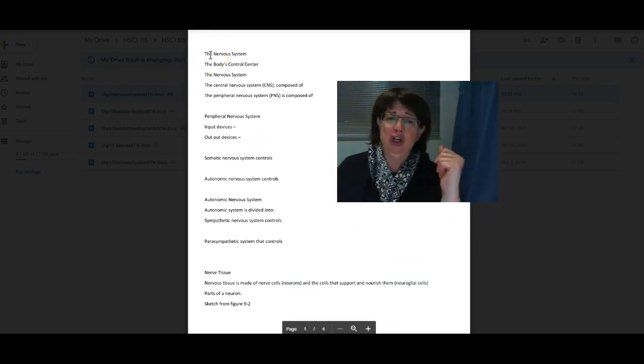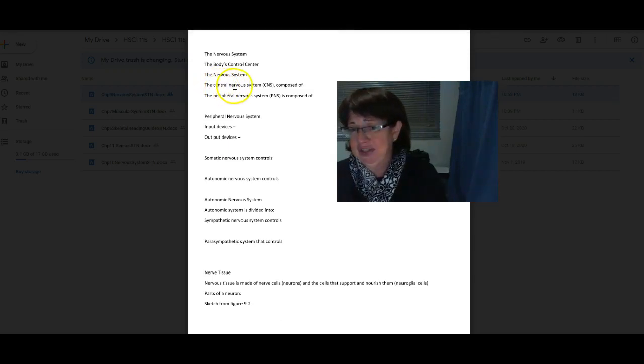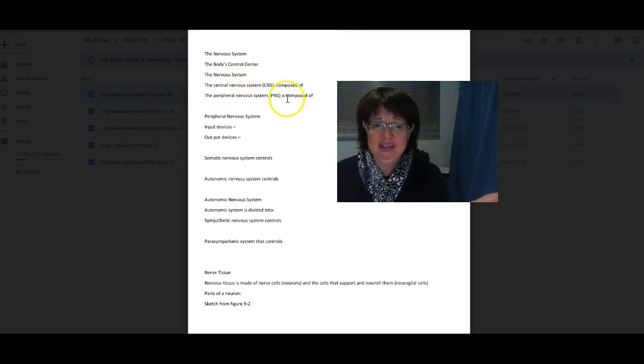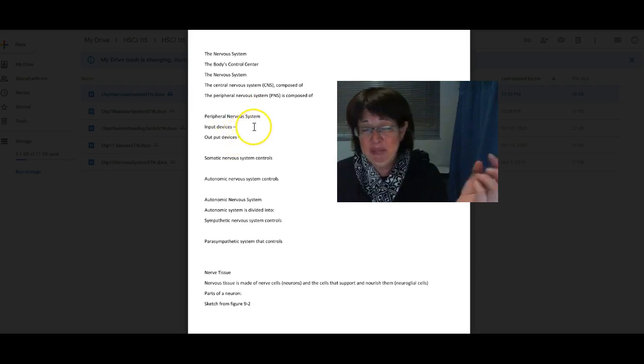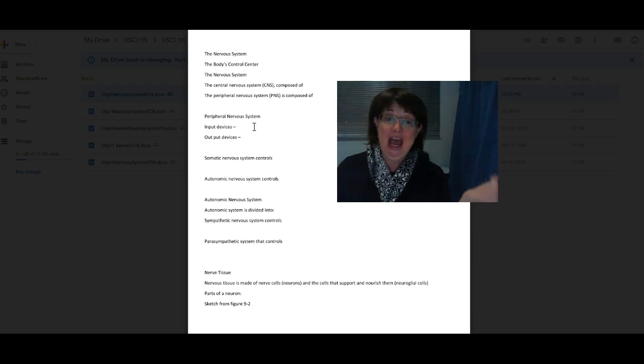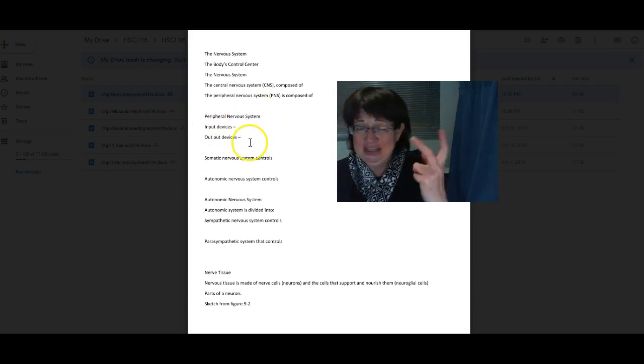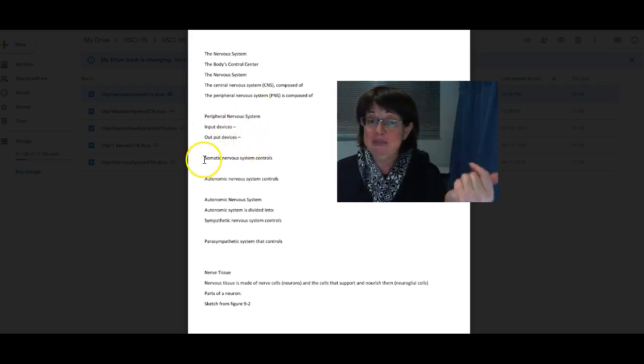In Chapter 9, we're going to look at the nervous system's control over the body, the difference between the central nervous system and the peripheral nervous system, different things called input devices, which is where the information comes in. Output is where the information goes to. Then we're going to look at something called the peripheral nervous system, which is divided again into the somatic nervous system and the autonomic nervous system.